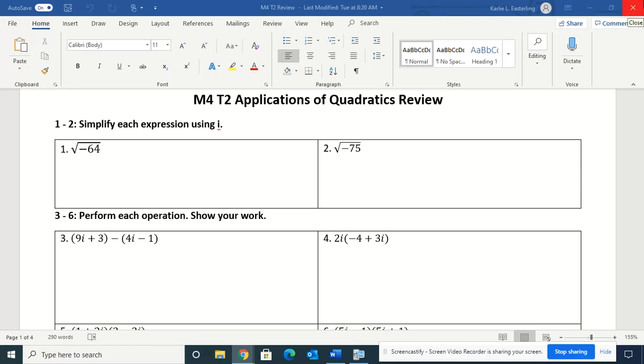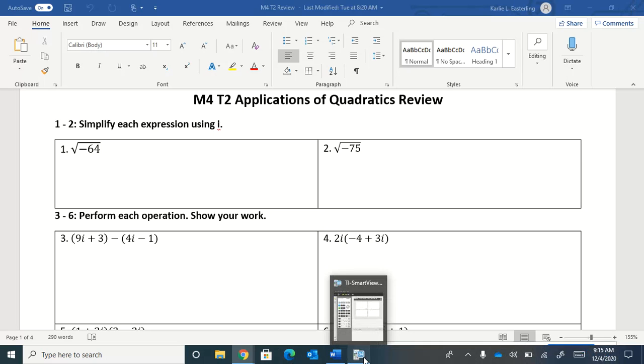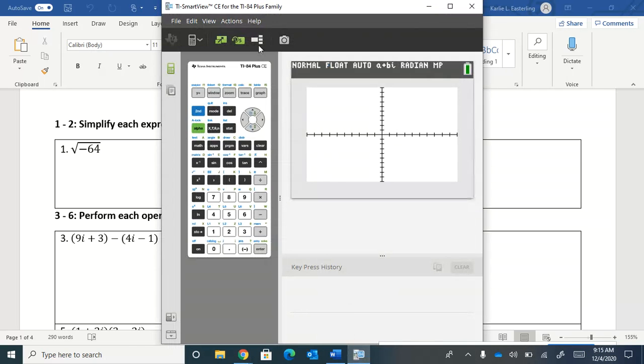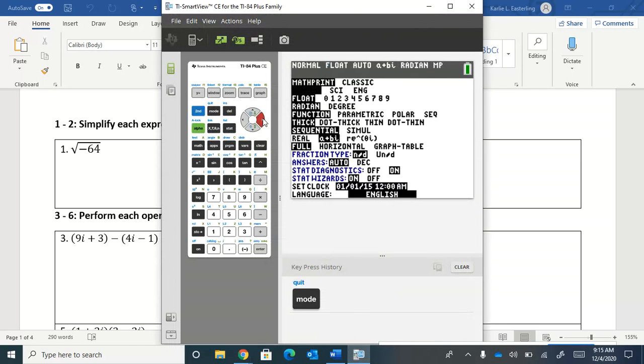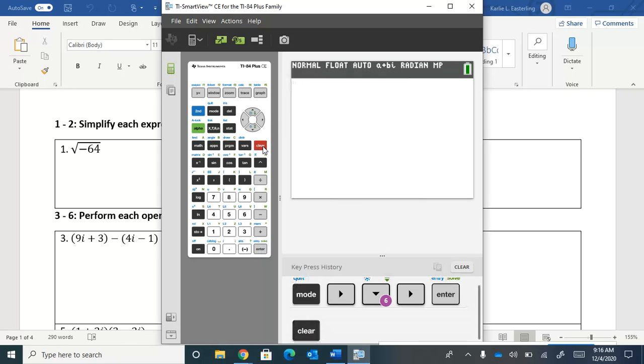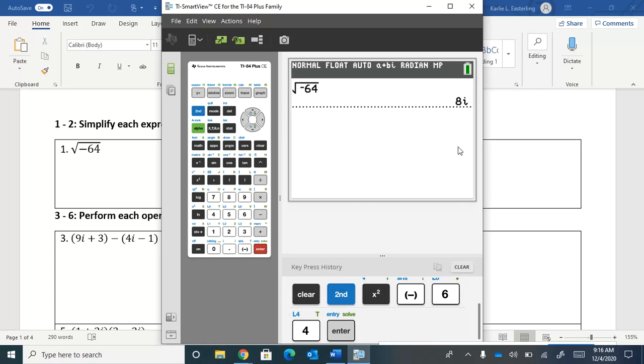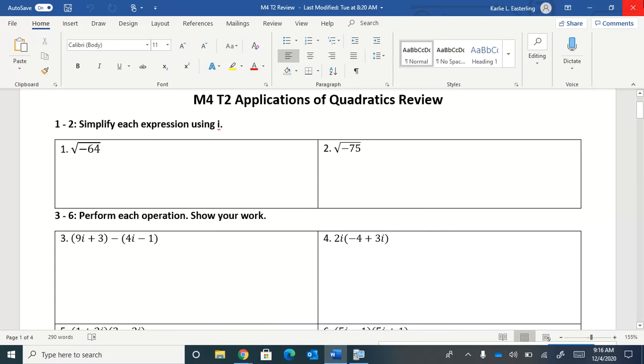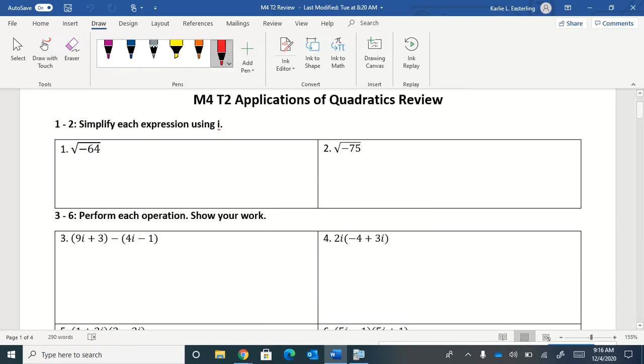All right, so, and I'm going to give a little helpful hints along the way. So for number one, what you should have done was gone to your calculator, gone to mode, clicked all the way down to real, and then clicked over to where A plus Bi was highlighted and click enter, and then click clear. And then you can do second square root of negative 64, and it will give you that 8i is the answer there, and that was all that you had to do. So the answer for number one is 8i.